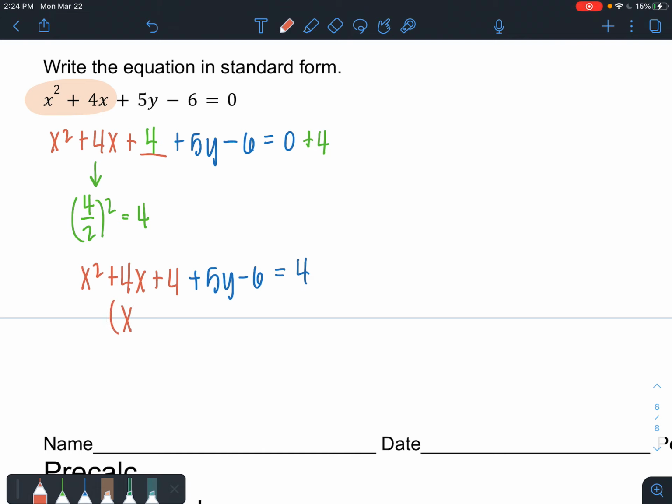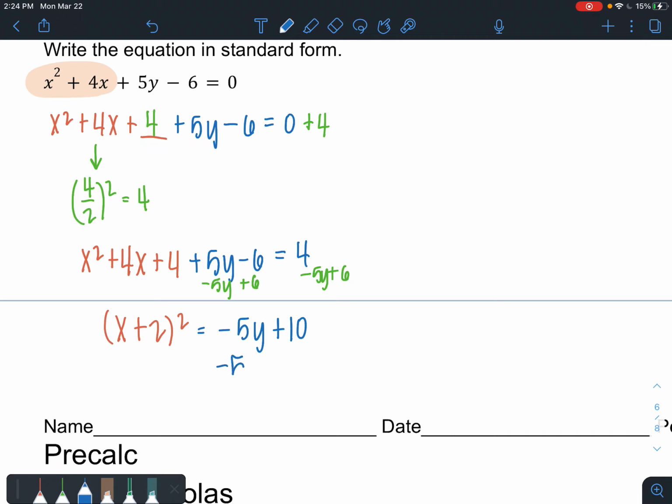I can rewrite this stuff right here as x plus 2 squared. There's my square. And I'm going to go ahead and subtract 5y and add 6 to both sides. So I have x plus 2 squared equals negative 5y plus 10. If I factor out a negative 5, I have negative 5 times y minus 2 equals x plus 2 squared.